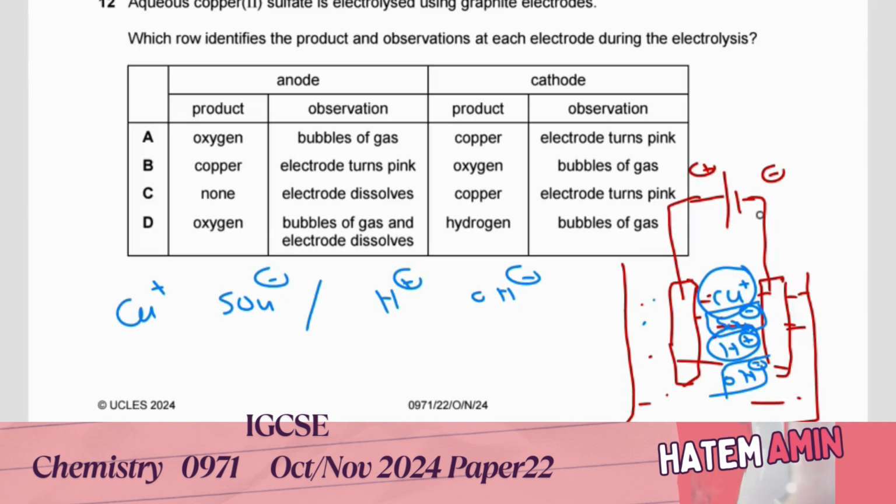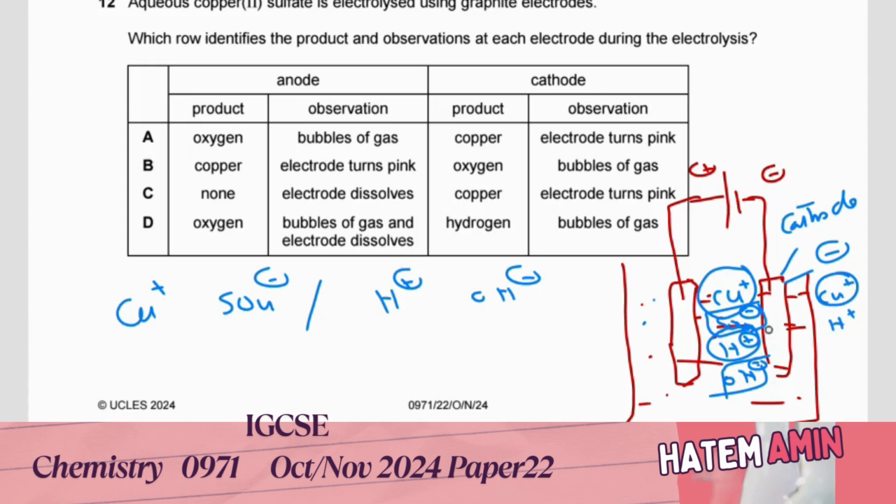According to this explanation, we have here 2 electrodes. One is negative and the other one is positive. The negative one we call the cathode. This cathode should attract the positive ions toward itself, which are copper and hydrogen. But according to cation selectivity, the less reactive cation should be discharged before the more reactive one. As we know, copper is less reactive than hydrogen.